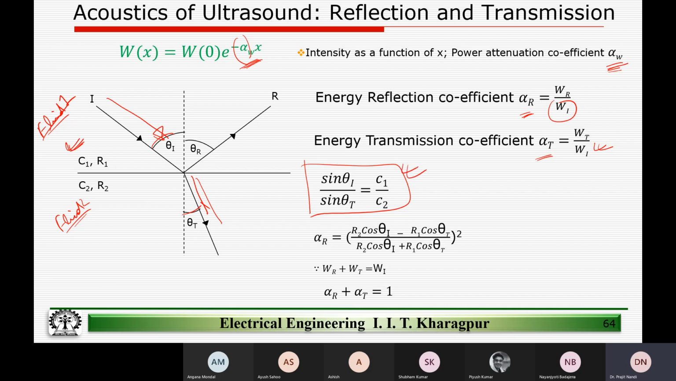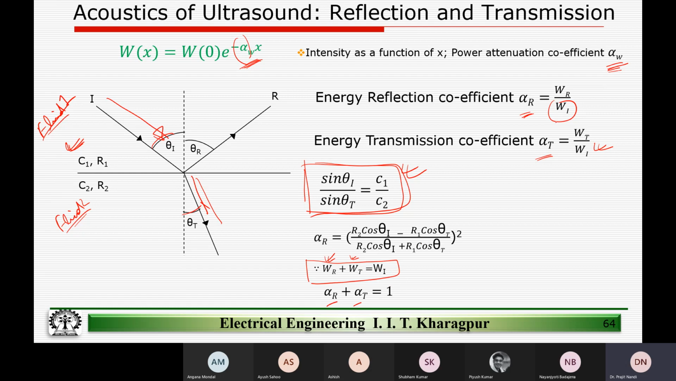So here I'm just showing that if a wave is propagating from one medium to the other medium, these are the relations that will be true. And this again is pretty straightforward. The total energy of the incident wave can be equated with the energy of the wave that is reflected and the energy of the wave that is transmitted. So this is one relation, and alpha R plus alpha T is equal to 1. This can again be easily derived.